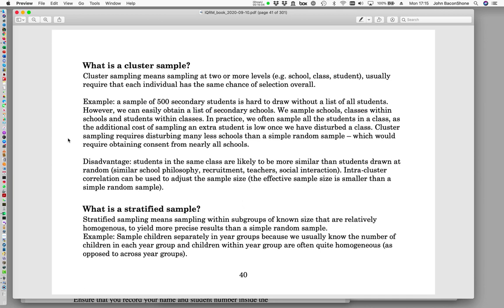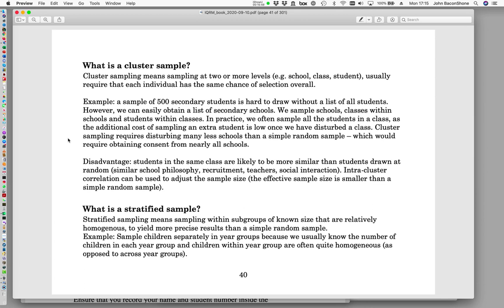So we can easily get a list of all secondary schools. First of all, I should say that almost no students in Hong Kong are taught at home. So nearly all secondary school students are in the schools. So we can at least say that we're going to exclude the ones who aren't in school, or we could separately sample from those who are being homeschooled. But it turns out we can obtain a list of all the secondary schools. So if you go to the government website, you can download a list of all the secondary schools with their addresses. So we could easily draw a sample of schools. Right? So once you've got a list of schools, you've got your sample.